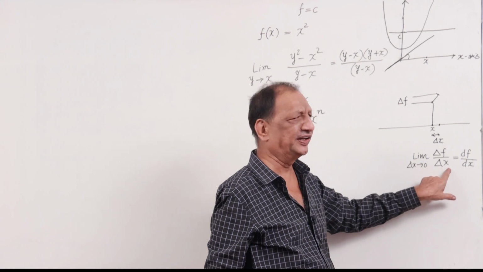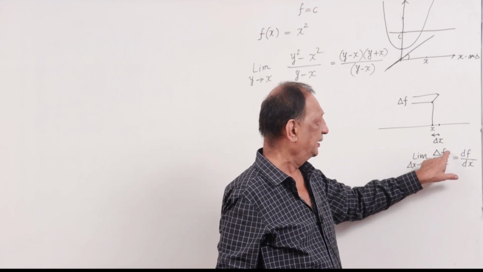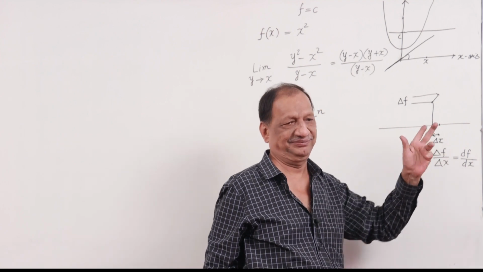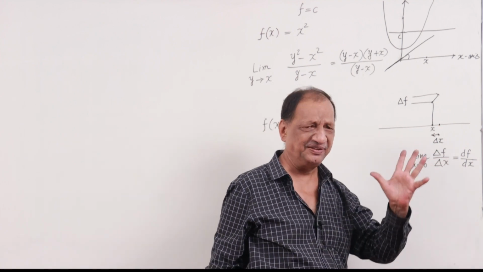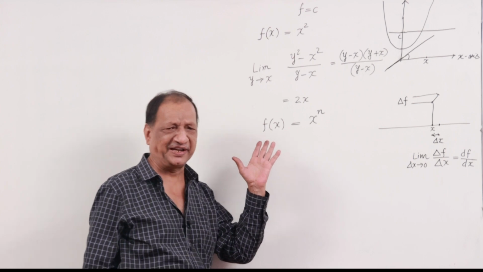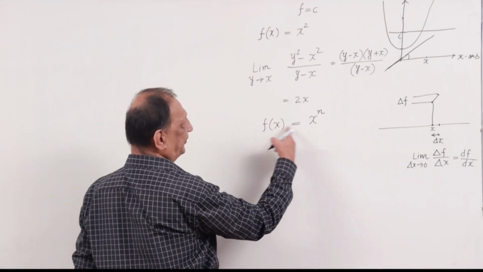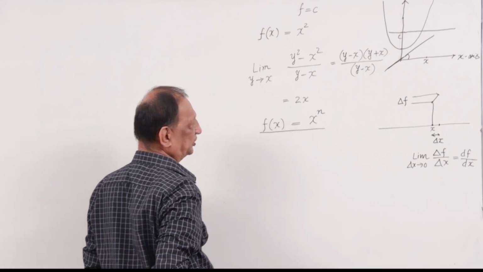x minus a I have written as delta x, and f(y) minus f(x) I have written as delta f. I have just substituted with the delta because it is easier to do the algebra here. That's the only reason. So therefore, now we'll write that same limit. So how do you differentiate this f(x) equal to x power n?